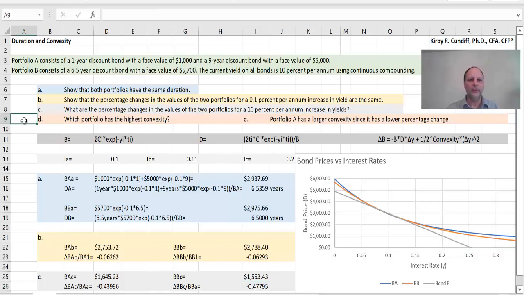So the final question is, which portfolio has the highest convexity? Well, duration being negative is linear here, but the second term, convexity, is positive, so duration always underestimates the price of a bond, whether it's from interest rates going up or interest rates going down, and the bond with the highest convexity will be the one for which the price of the bond is underestimated the most. So in this case, the blue line is above the orange line, and the decrease here for portfolio A is less than portfolio B. So portfolio A, the blue line here, has the larger convexity since it has the lower percentage change.